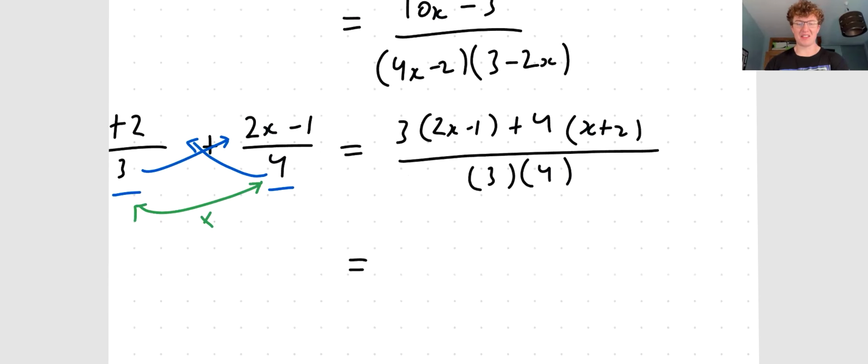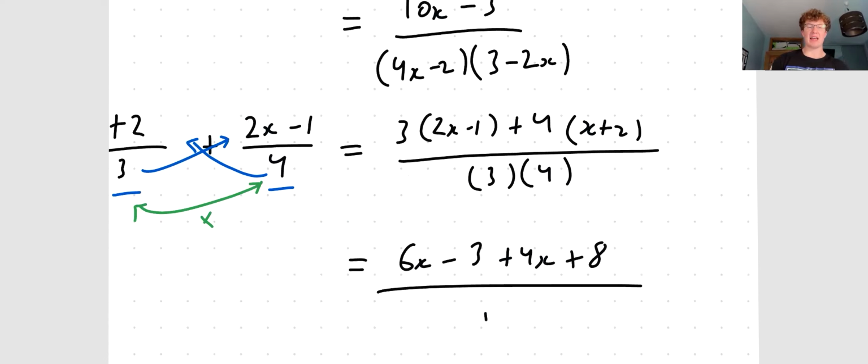2 times 3 is 6x minus 3. It's a terrible 3. Minus 3. And then the 4 times x is going to be a 4x. And then the 4 times the 2 is going to be an 8. All divided by 3 times 4 is 12. Again, underline what's in common. A very good tip. Underline in a different color pen what is in common.